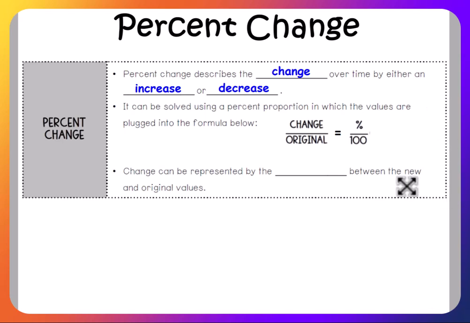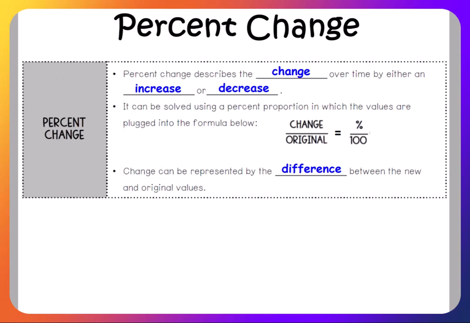It can be solved by using a percent proportion in which the values are plugged into this proportion formula. Change over the original equals percent out of 100. This is very similar to the percent proportion that we have learned, but instead of part to whole, it's change over original. The change can be represented by the difference between the new and the original values. So to find the change amount, you just subtract the difference between the original price and the new price.